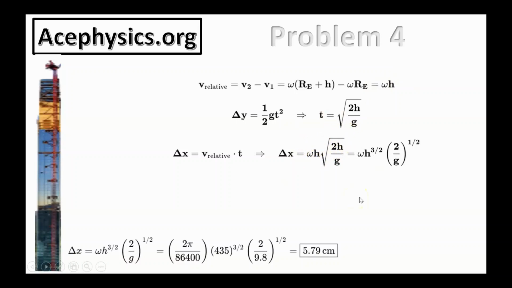To compute the horizontal displacement, we'll replace h with the height of the building and omega with the angular velocity of Earth. For the Steinway Tower, this is 5.79 centimeters. If you drop something from the top of a 435-meter building, it won't just fall 435 meters down, it will also move a small horizontal distance of 5.79 centimeters.